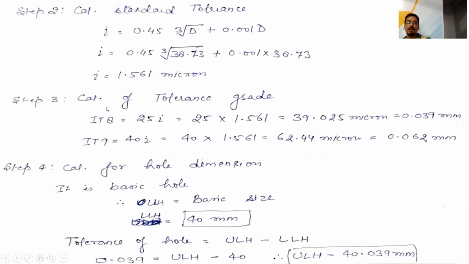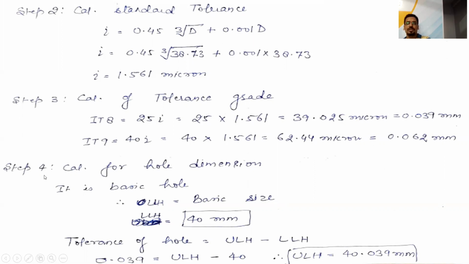Step 3 is calculation of tolerance grade. The tolerance grade is given to you as IT8 is equals to 25I. So what you have to do? 25 into the value of I, that will be 39.025 micron, and that will be 0.039 mm. And IT9 is equals to 40I, that will be 40 into the value of I, that is 62.44 micron, and that will be equal to 0.062 mm.